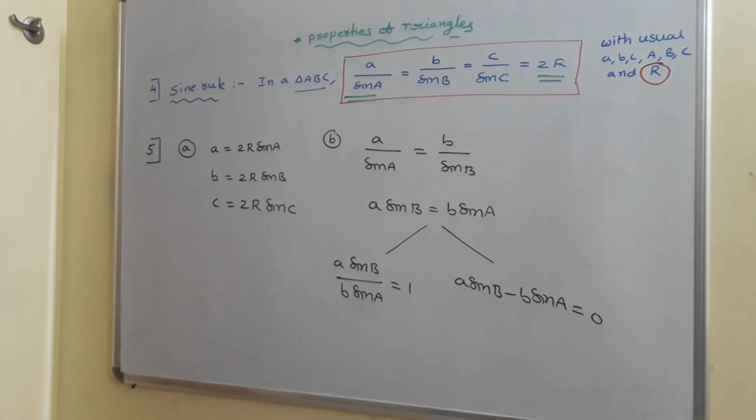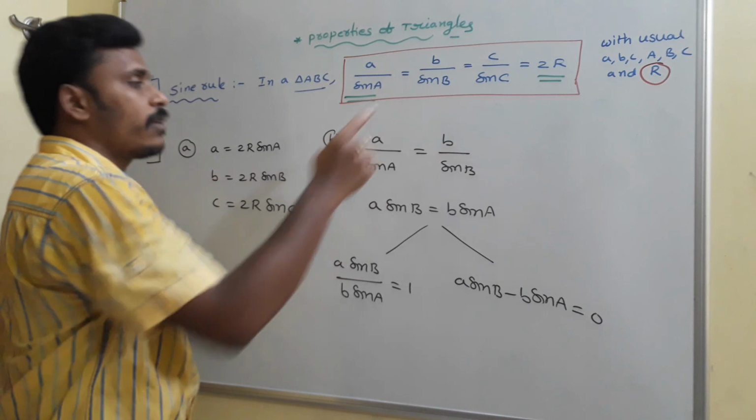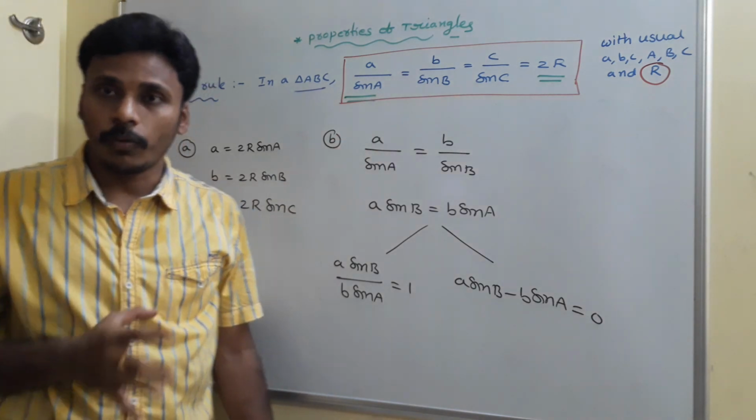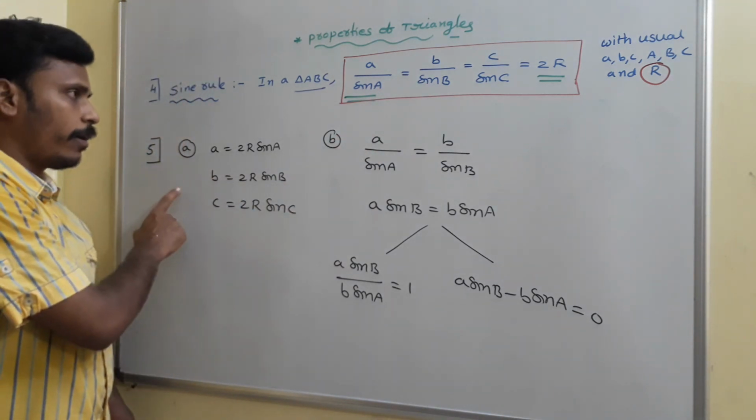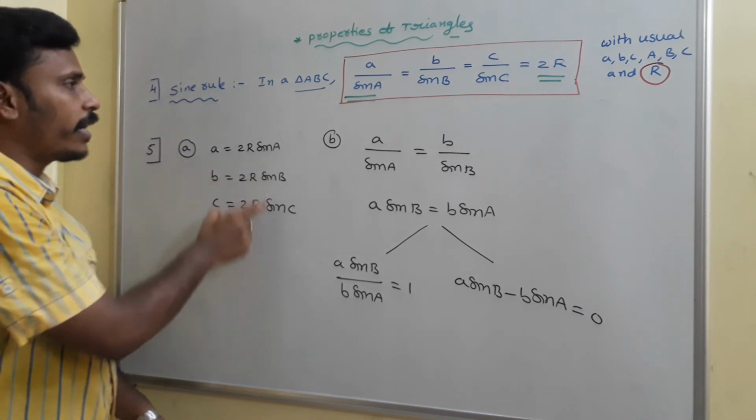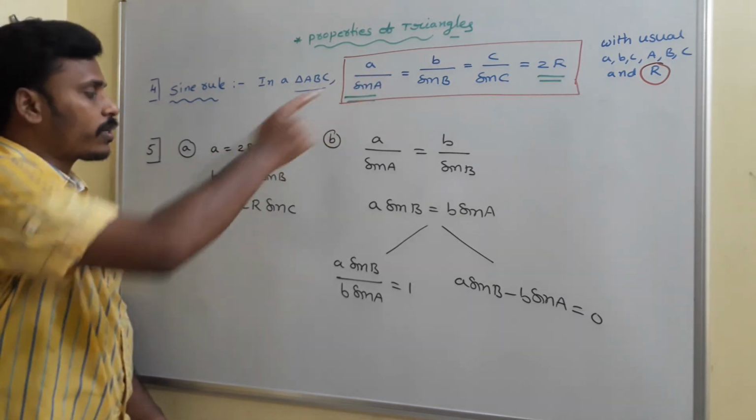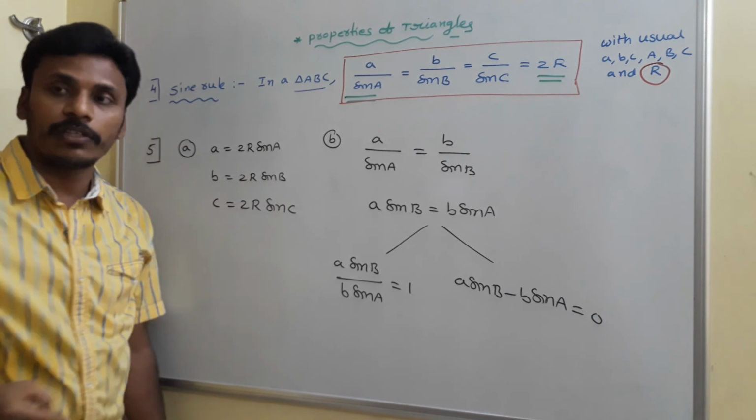See, once again, if you look there, this is the sine rule. Based on this sine rule, I am going to give you some observations. The first observation is individually writing a, b, c: a is equal to 2r sin A, b is equal to 2r sin B, c is equal to 2r sin C.